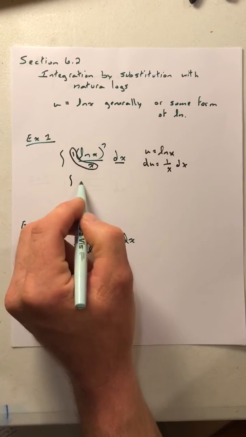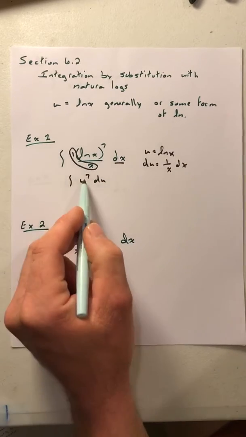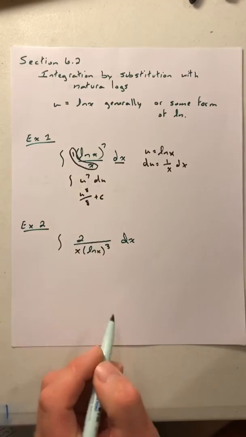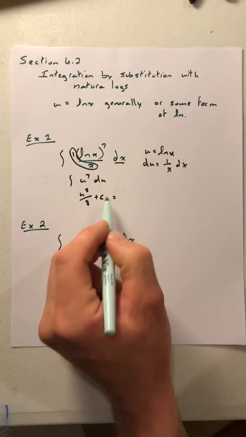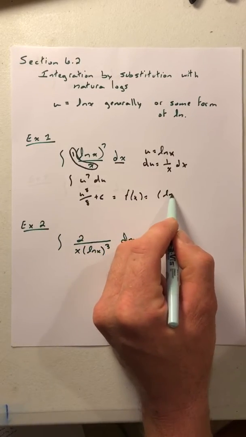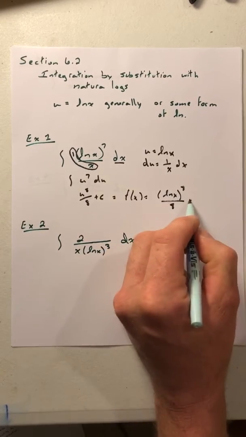So now I can integrate u to the 7th du. Integration of u to the 7th is u to the 8th over 8 plus c. I can replace my u with the natural log of x. So my original function f of x is the natural log of x, quantity to the 8th divided by 8 plus c.